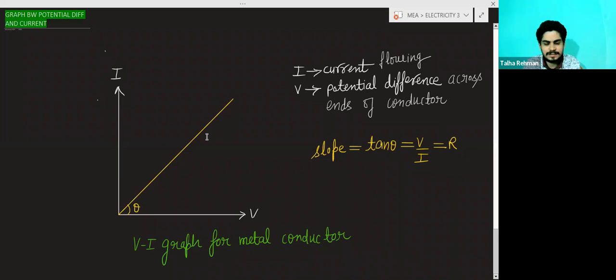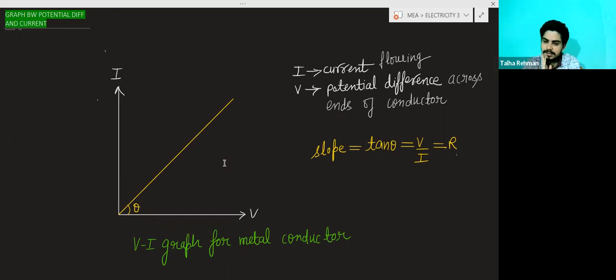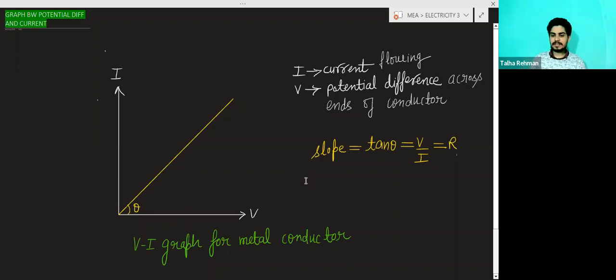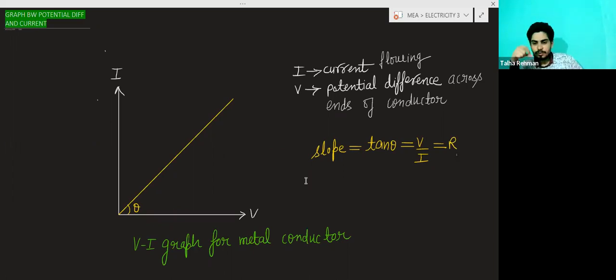I think you will have an experiment also in your lab where you will draw a graph between the current and the potential difference. After this, we will discuss the factors affecting the resistance of a wire or a conductor. Suppose you are increasing the length of the wire, then what will be the resistance? Will the resistance increase or decrease?